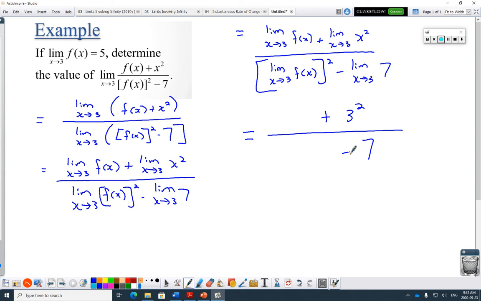f of x could be any function you want, except that we know that the limit as x approaches 3 of f of x is 5. And I can use this down here as well. Limit as x approaches 3 is 5, but I've got to square it afterwards. Then I do all the work. 5 plus 9 on the top, 25 minus 7, 14 over 18 equals 7 over 9.